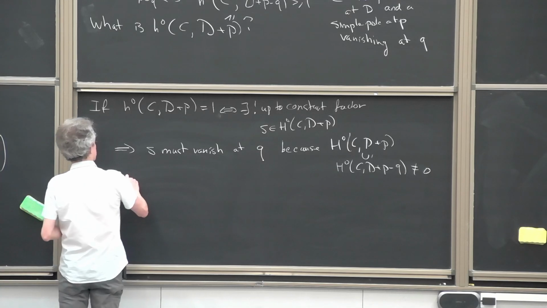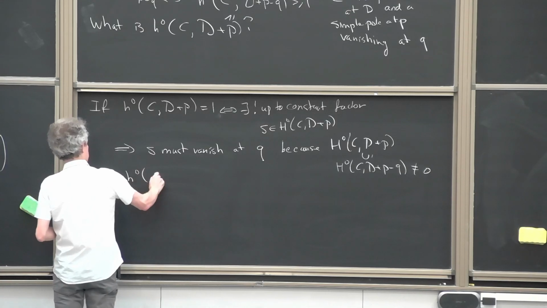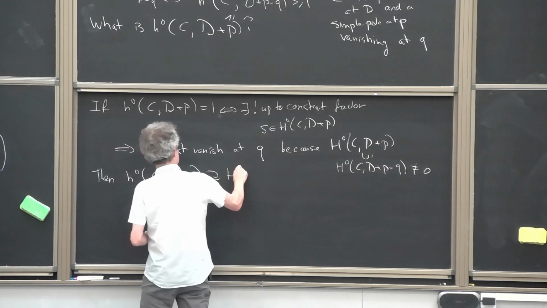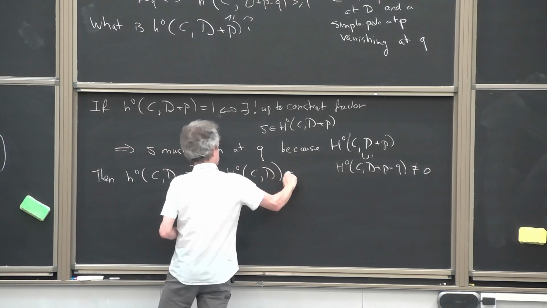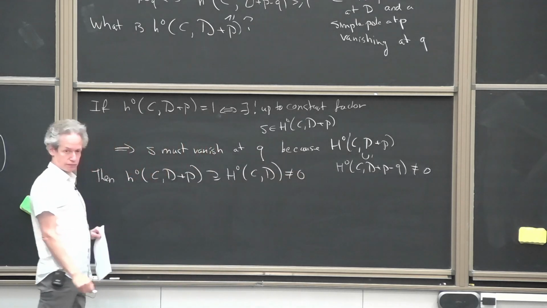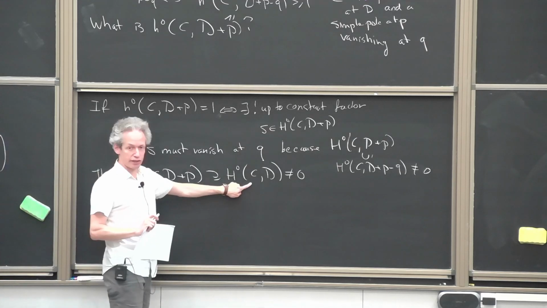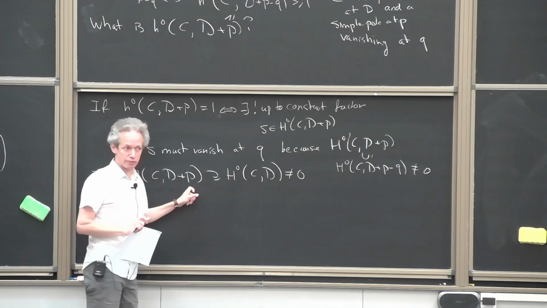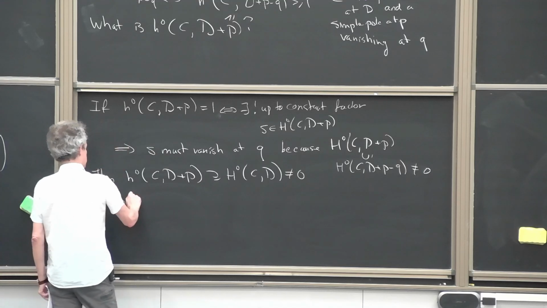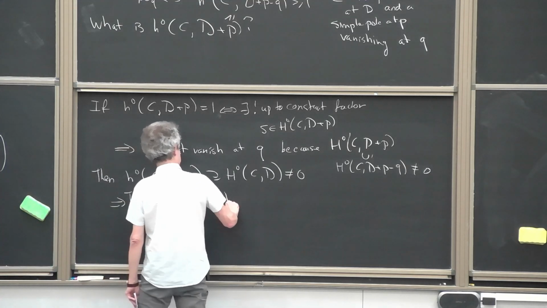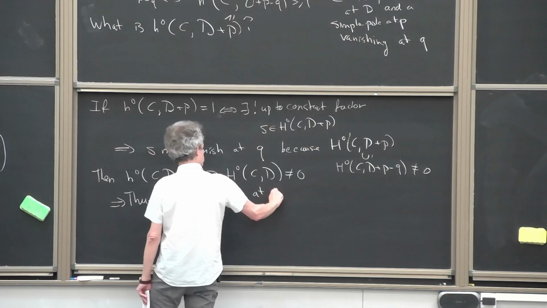But I also must have, this contains this, which is also non-zero, right? So I must have a section here, but then it must also be S. So thus, S has no pole at P.